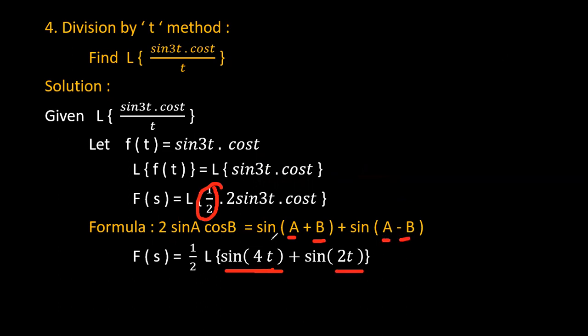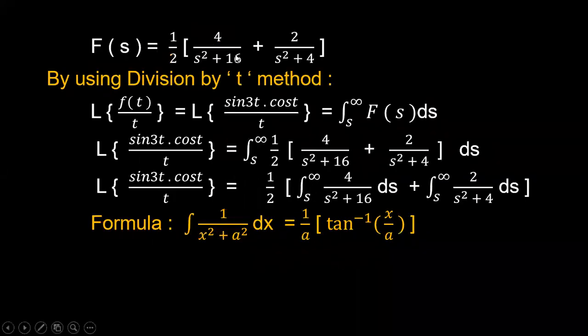So apply individual Laplace transform for this function and this function. What will you get? So 1 by 2 into 4 by s square plus 16 plus 2 by s square plus 4. So you can apply the formulas for that. Finally, you will get this f of s function.